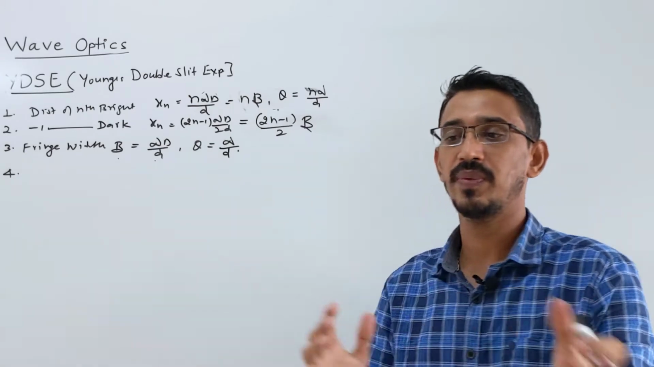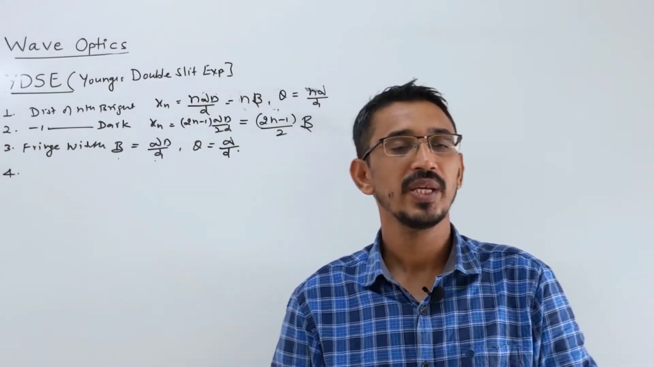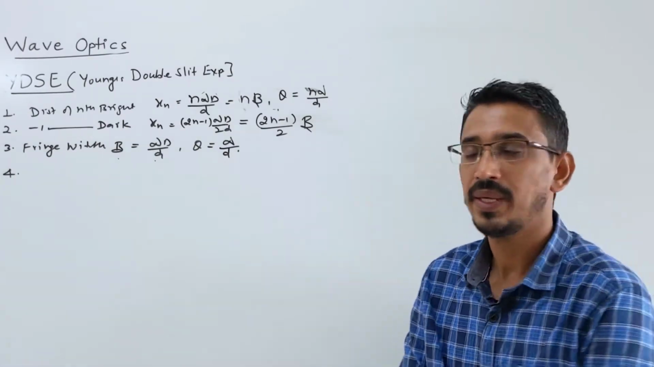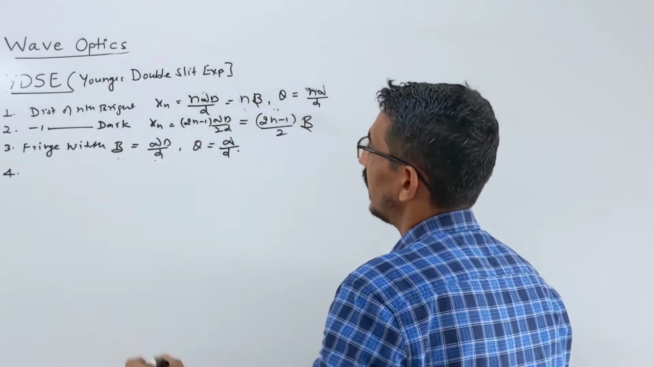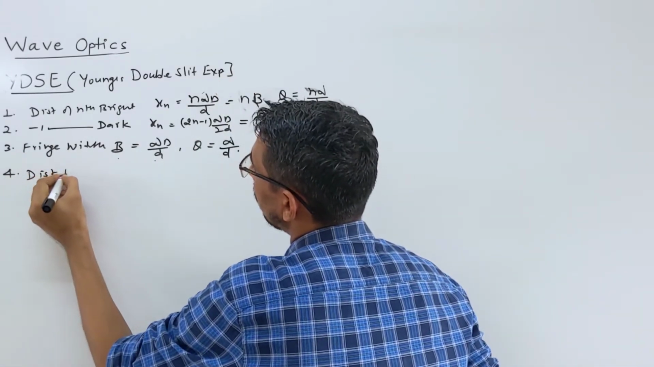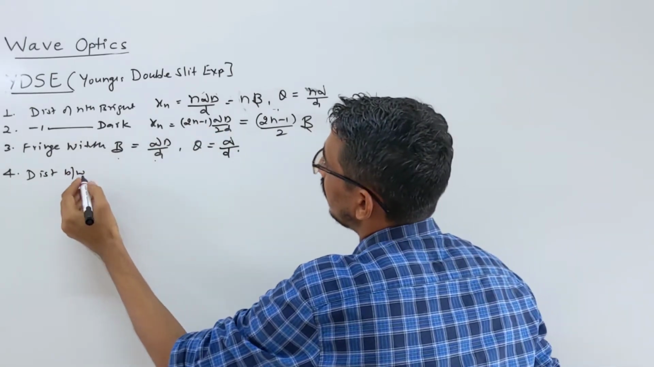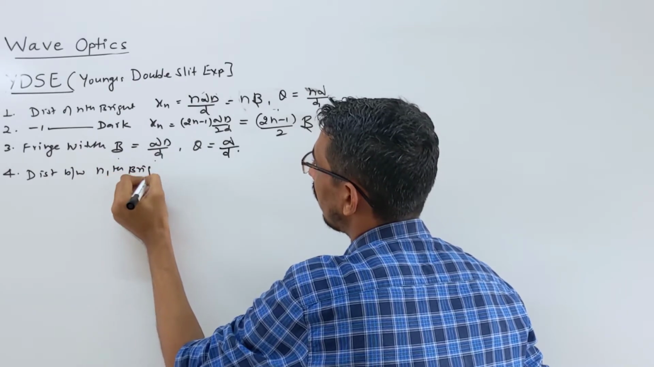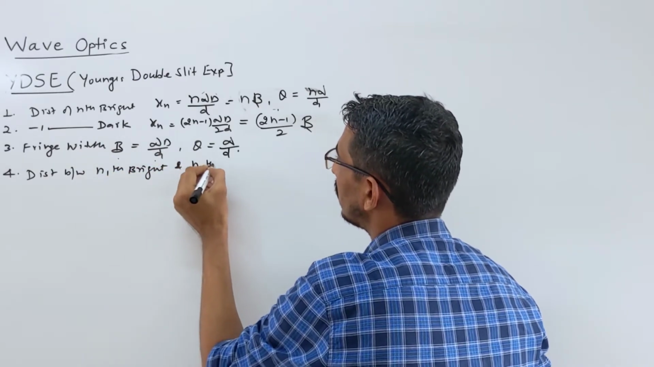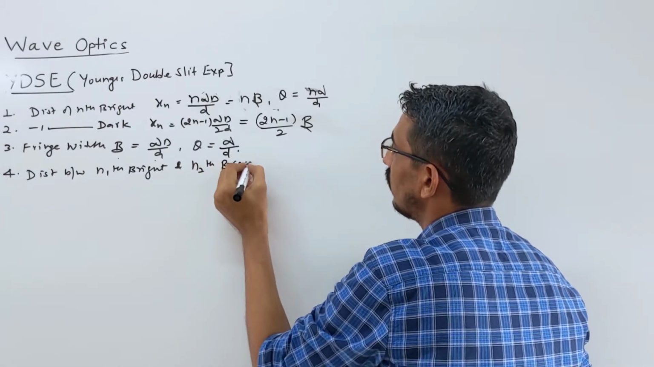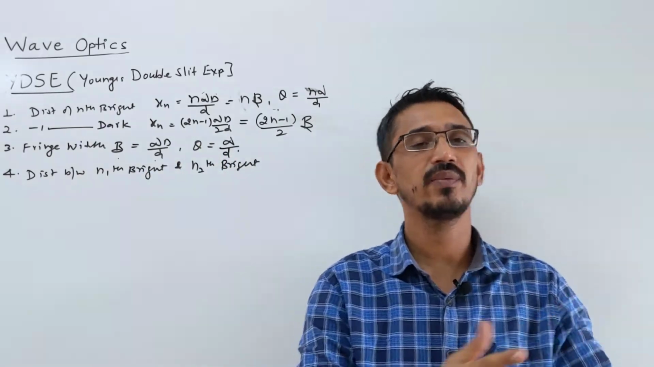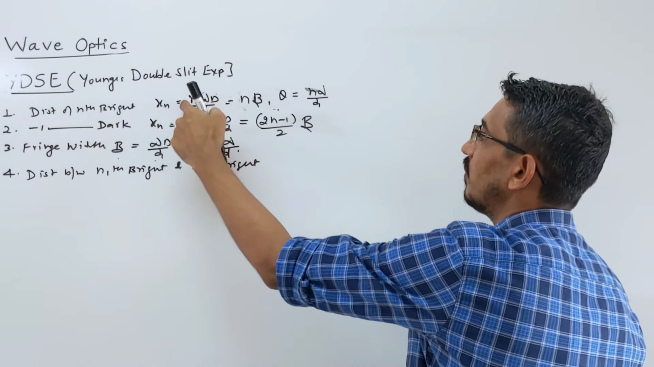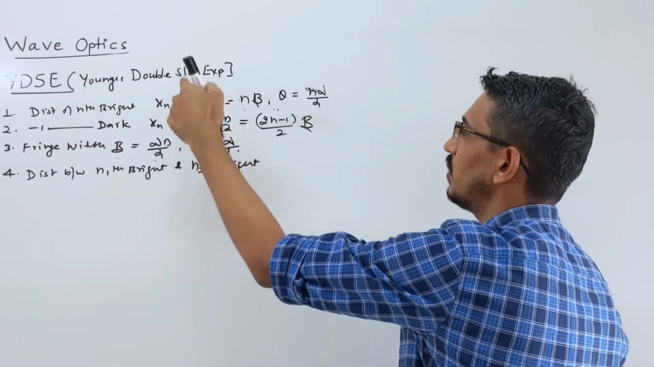Apart from this, they ask you what is the distance between two dark or two bright fringes. I say, what is the distance between the 10th bright and the 6th bright fringe? You can calculate it by simply using this formula. These are all small questions. Let's say the distance between the n1-th bright and the n2-th bright fringe, like 10th and 6th, or 15th and 10th. What is the distance? You will write this formula as n2 minus n1.